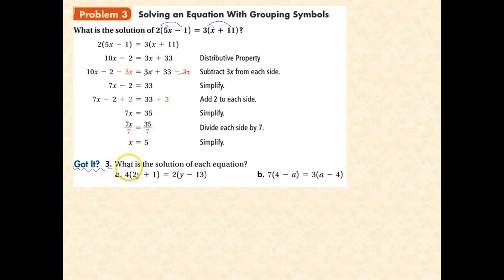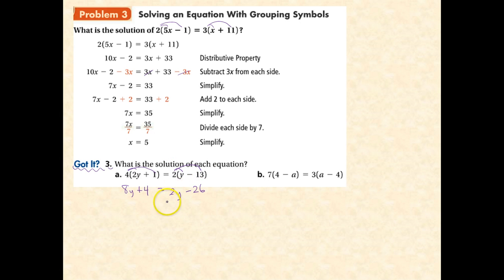Okay, so let's start with the distributive property. 4 times 2y is 8y. 4 times 1 is 4, so plus 4. 2 times y is 2y. 2 times negative 13 is negative 26.